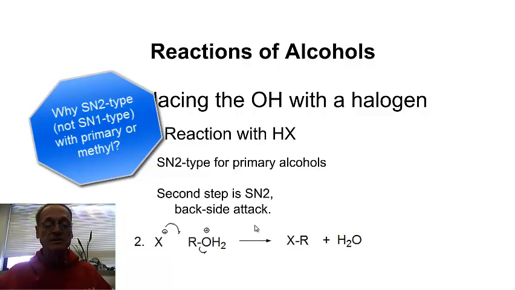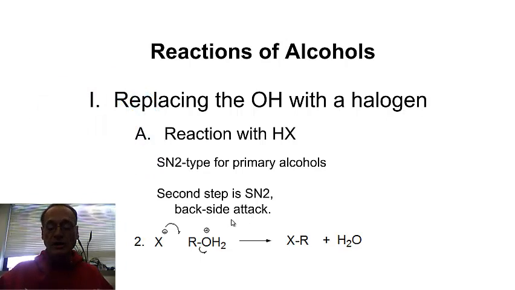Now let's look at that second step here in more detail. Notice that here comes the halide in on the back and pushes out the water from the front, and you get your R group with a halogen now attached on the back and the water having left from the front. So it's backside attack. That's typical SN2. So why do we call it SN2 type and not SN2?